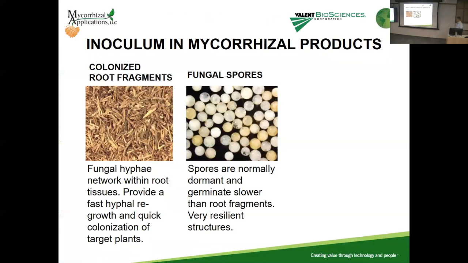Inoculum in mycorrhizal products, we call them propagules. And there are two main types of propagules: colonized root fragments that contain spores and hyphae and other mycorrhizal structures, and they are normally faster in establishing the relationship to colonize the plant roots, and also fungal spores. So spores are normally in the dormant stage and germinate a little bit slower than these root fragments. So these are the two main types of propagules in commercial products.